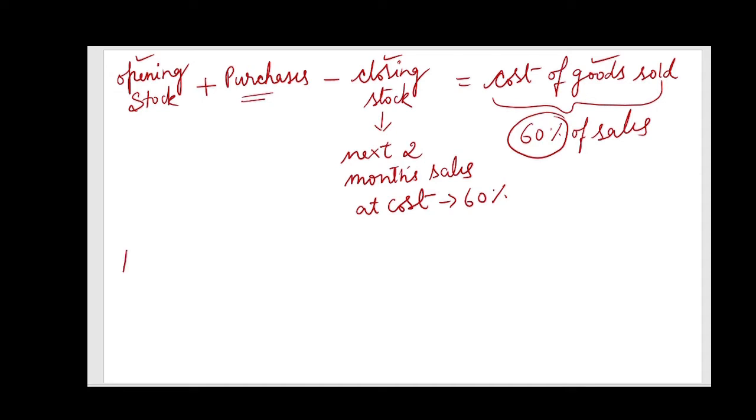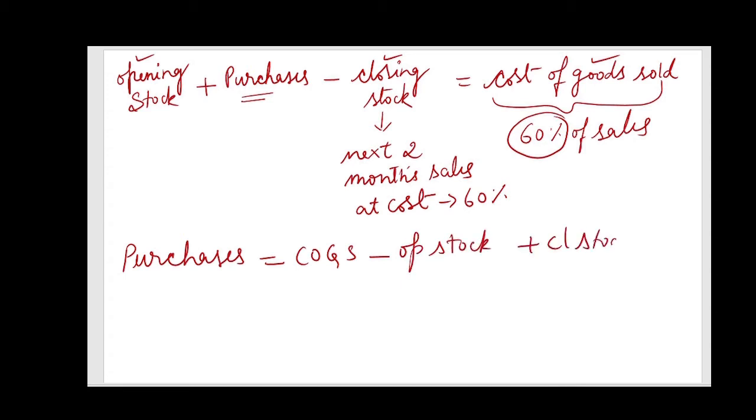So how can you find out purchases? Purchases is equal to cost of goods sold minus opening stock plus closing stock. You're just taking opening stock and closing stock to the other side, the right hand side. So plus opening stock will be minus opening stock, minus closing stock will be plus closing stock.